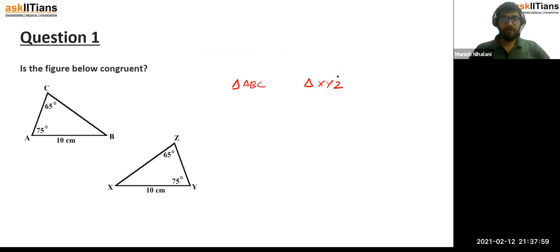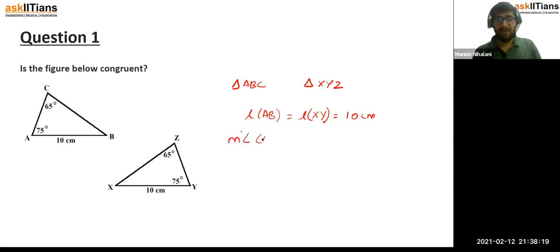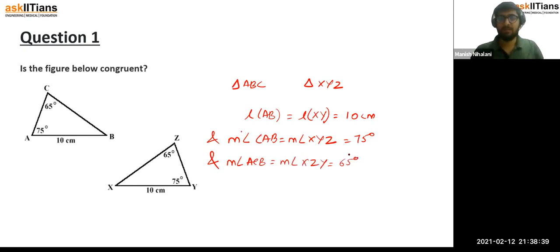So you all can think of it. Here, what is given? We are given length of AB is equal to length of XY, right? That is 10 centimeters. And we are also given two angles as equal, that is, measure of angle CAB is equal to measure of angle XYZ, which is equal to 75 degrees. And also measure of angle ACB is equal to measure of angle XZY, which is equal to 65 degrees, right?